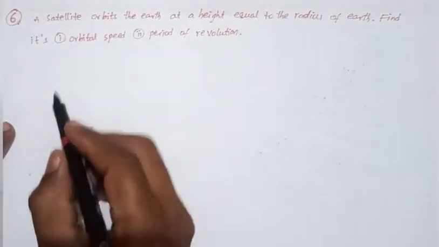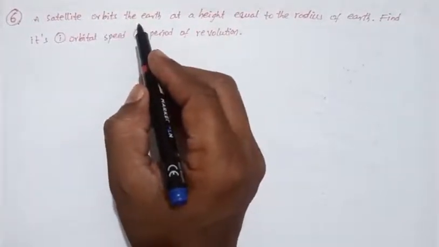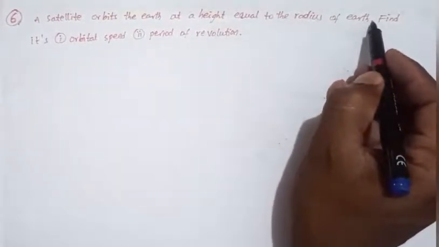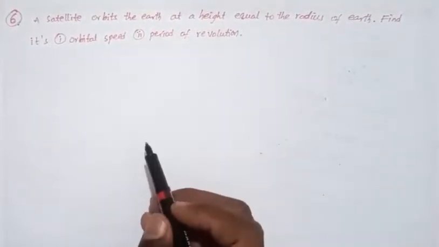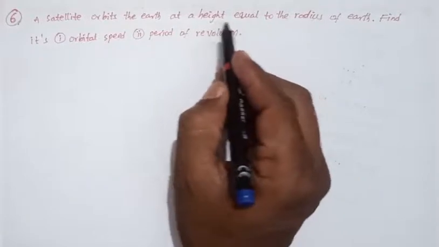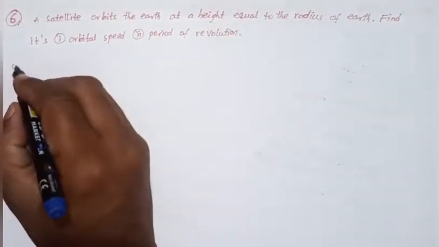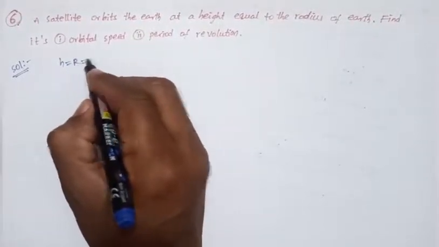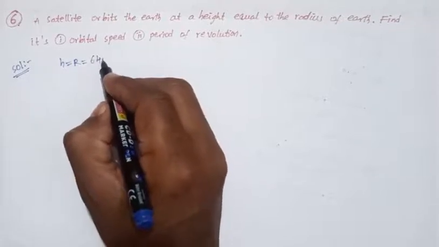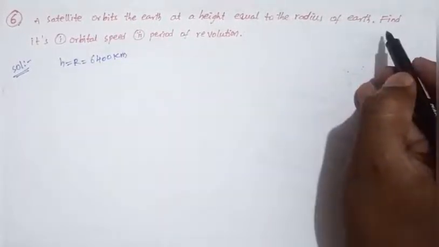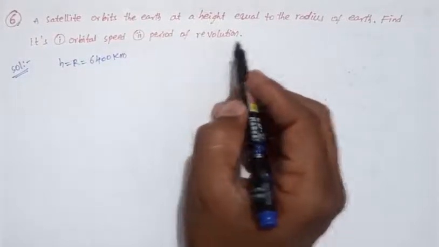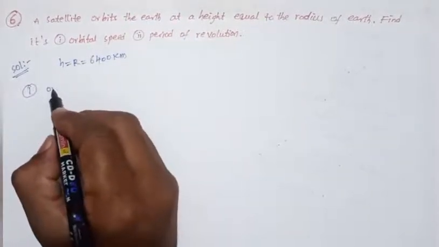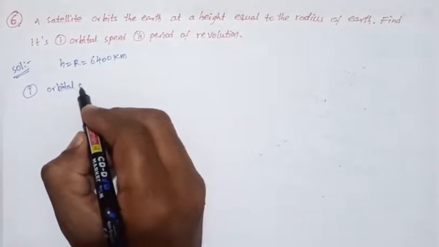Problem number 6. A satellite orbits the earth at a height equal to the radius of the earth. A satellite revolves around the earth at a height equal to the radius of the earth. Okay, that is the height h equals the radius of the earth, that is 6400 kilometers. Find its orbital speed and period of revolution. So first, orbital speed.